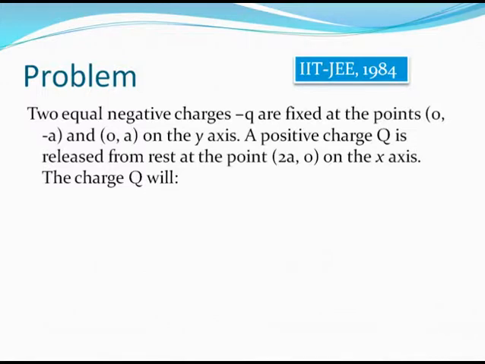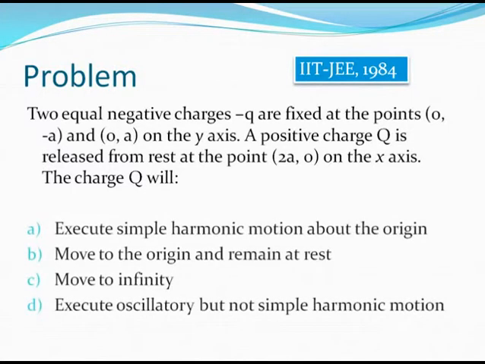Two equal negative charges minus q are fixed at the points (0, minus a) and (0, a) on the y-axis. A positive charge capital Q is released from rest at the point (2a, 0) on the x-axis. The charge Q will: execute simple harmonic motion about the origin; move to the origin and remain at rest; move to infinity; execute oscillatory but not simple harmonic motion.